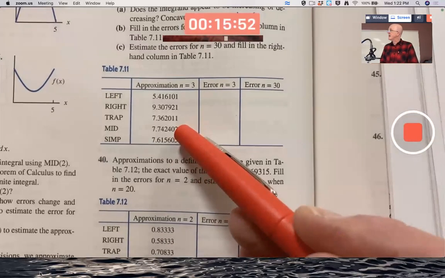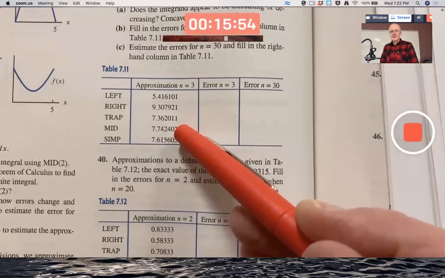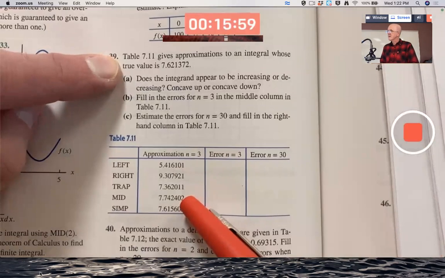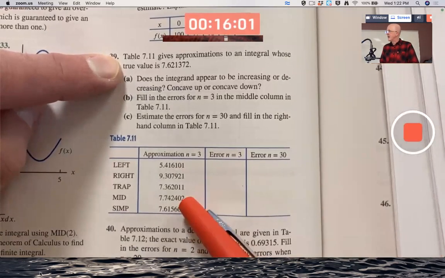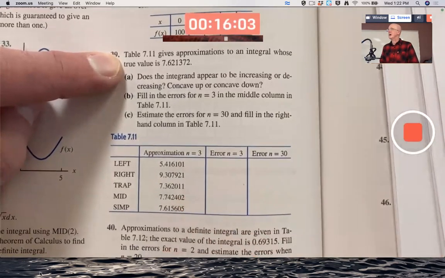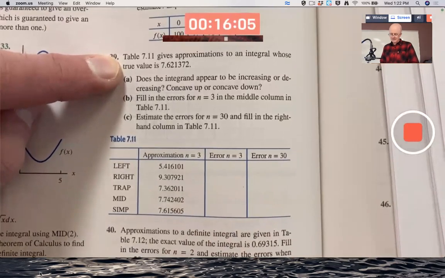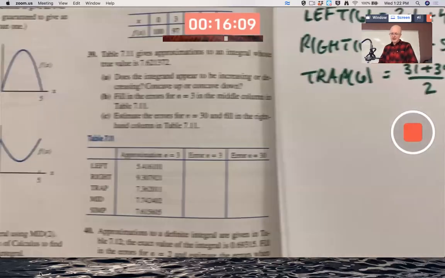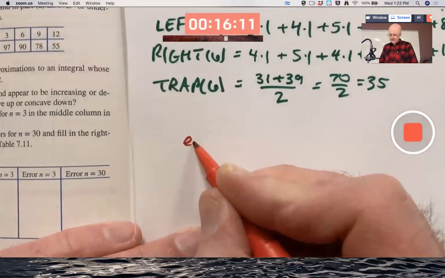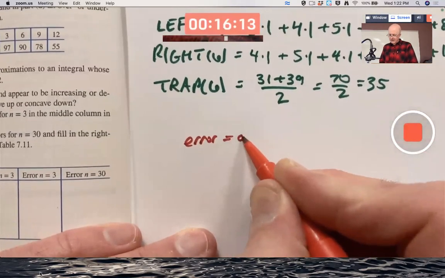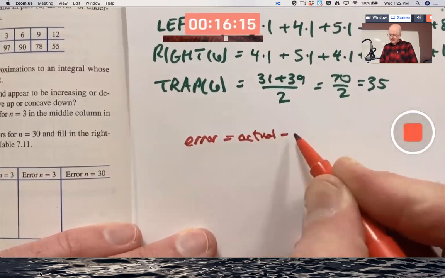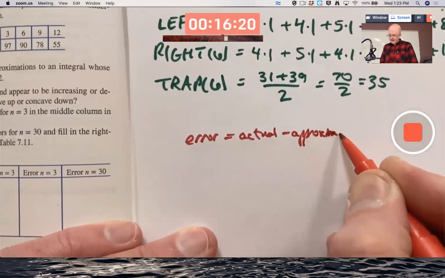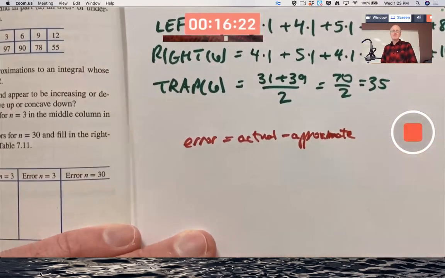That number is a bit too big, right? There's the true value. Must be concave down. This function appears to be increasing and concave down. As far as the error goes, remember that error is always actual value minus approximate value. And again, that's nice because that goes in alphabetical order. That's the way I remember it.